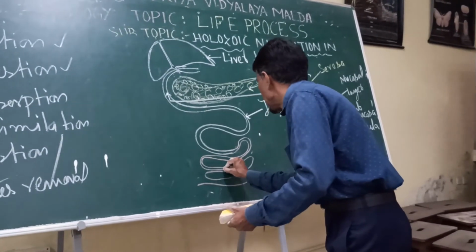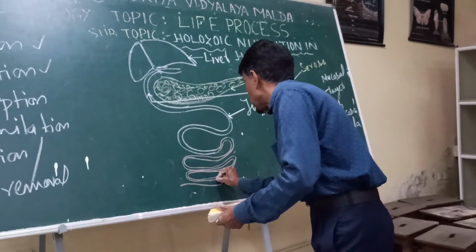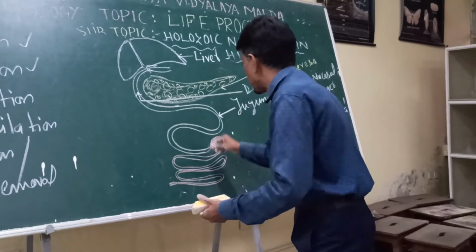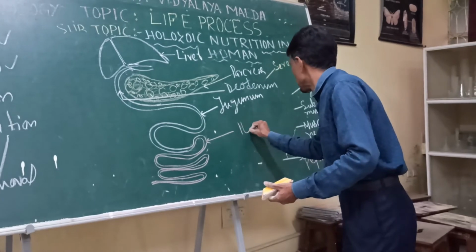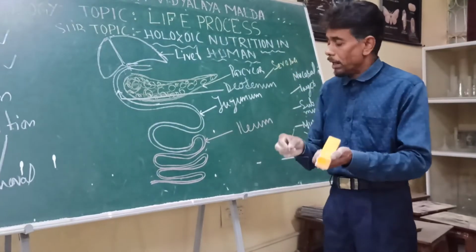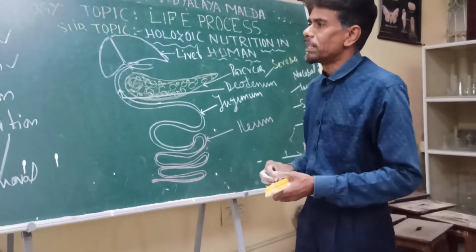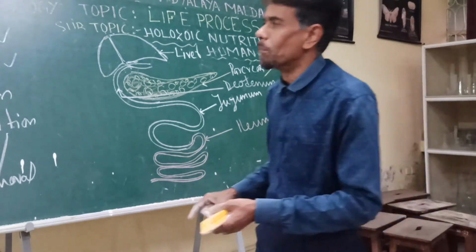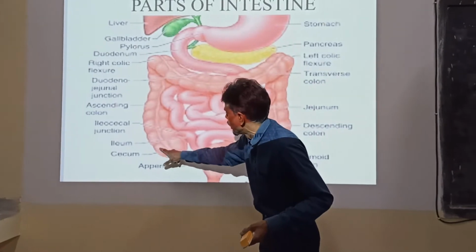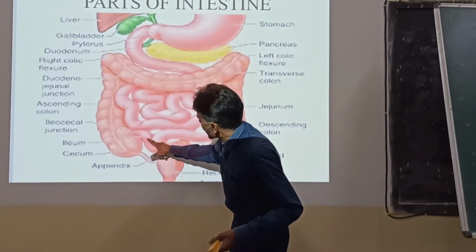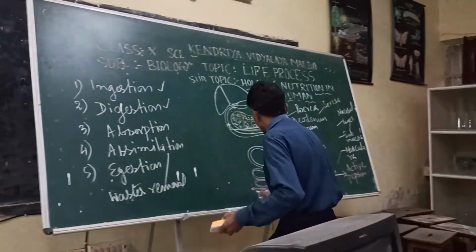This highly coiled last part of small intestine, remember, last part of small intestine up to this. This is what we call as ileum. Then ileum opens into large intestine. Large intestine, the first part we call as cecum. You see here from the diagram, this is the cecum, the first part of the large intestine. The ileum is now entering into the cecum.